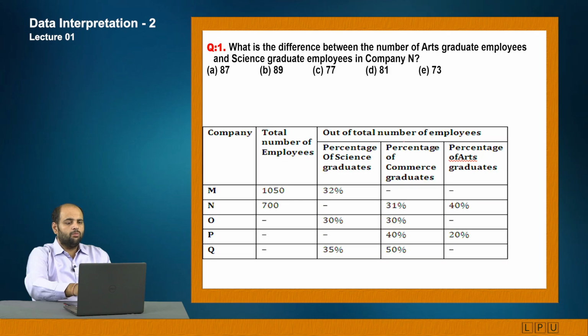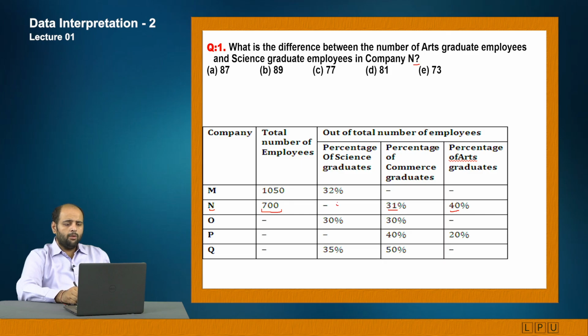Now let's take question number 1. It asks: what is the difference between the number of arts graduate employees and science graduate employees in company N? So we will discuss company N. As you can see, the total number of employees is 700. The percentage of commerce graduates is 31 and arts is 40, so it will be 71 in total.